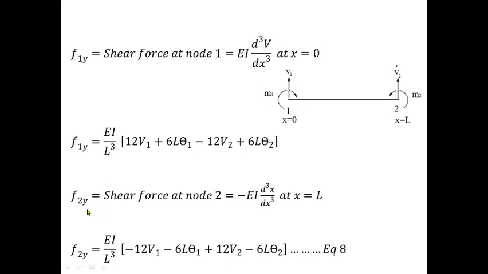So for F2y, the shear force at node 2, we have only a change in negative sign. What we are doing is just changing the sign. If it is positive, change it to negative. Similarly this is positive, change it to negative, and this is minus, change it to positive. So this will give the equation for the shear force at node 2. Is it clear?